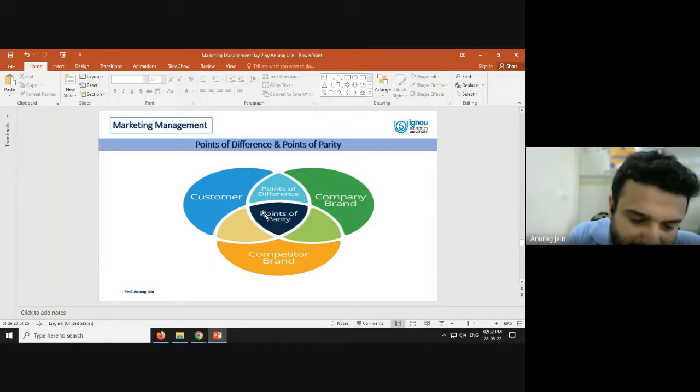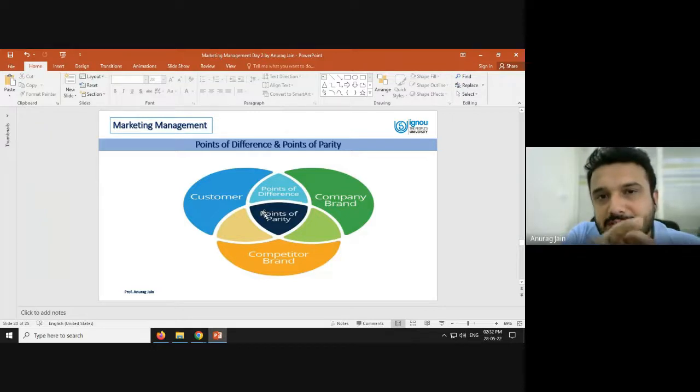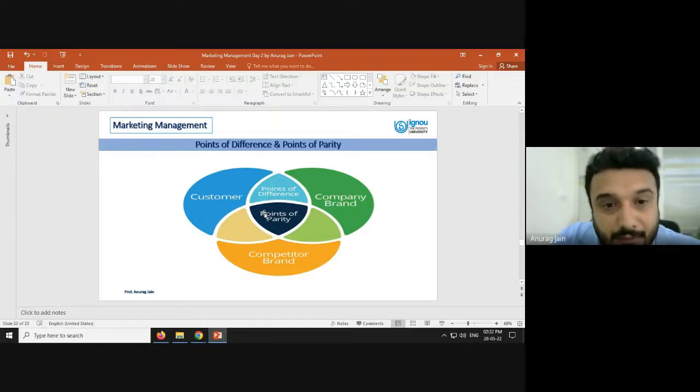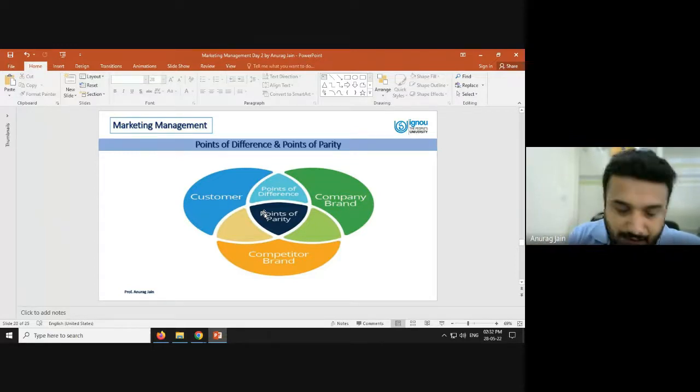Every company is manufacturing something and has some similarities with the other companies or competitors available in the market, right? This is known as points of parity. There are some characteristics and features in your product which make it similar to other companies' products. And why is it really important? Because it gives you a category membership, right? Just try to understand what I'm trying to explain here.